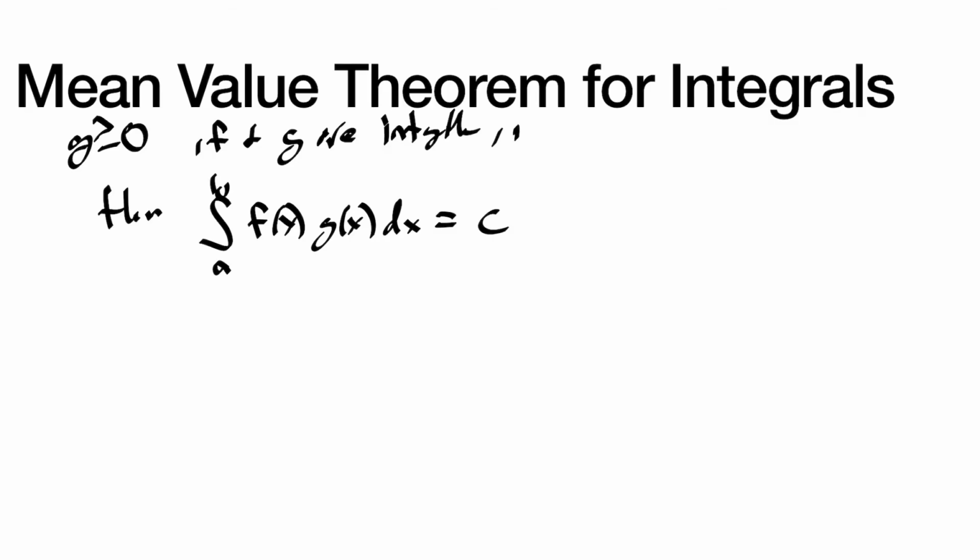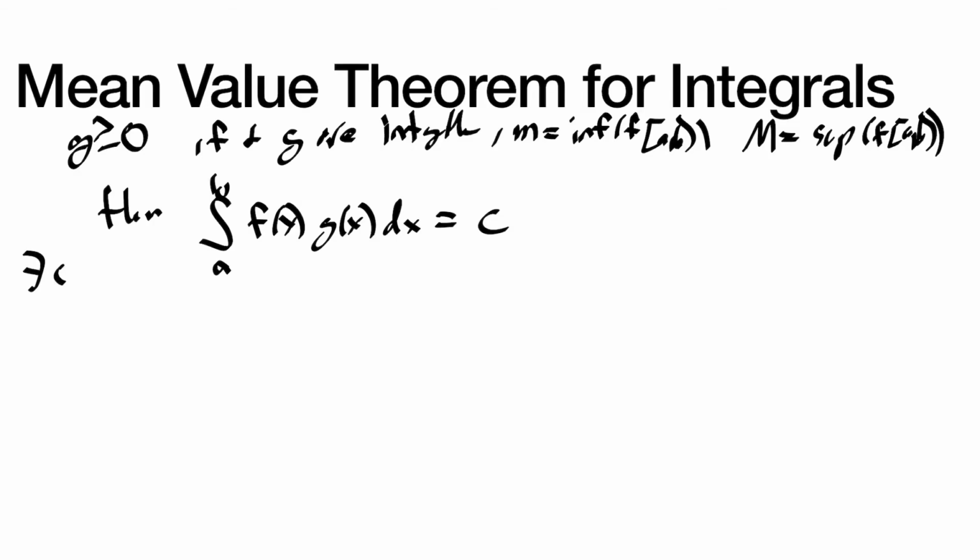Sorry, I've been sitting here for a long time talking, and just as you're sitting there for a long time listening, we're going to let f and g be integrable. We'll let m equal the inf of f on a, b. We're talking about the f function here, and we'll let capital M be the sup of f on a, b. Then there exists a c somewhere in between that inf and that sup, such that the integral from a to b of f of x times g of x dx equals c times the integral from a to b of g of x dx.